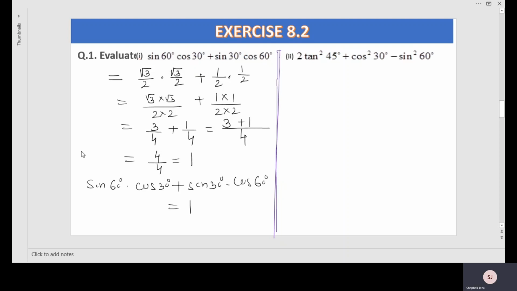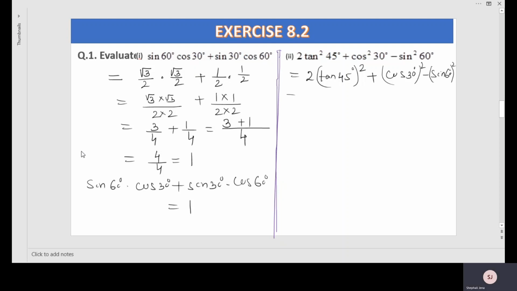Similarly, this one you should find. So 2 tan square 45. Tan square 45 means tan 45 whole square, how x square is equal to x whole square, like that. Tan square 45 means tan 45 whole square plus cos square 30 means cos 30 whole square minus sine 60 whole square.